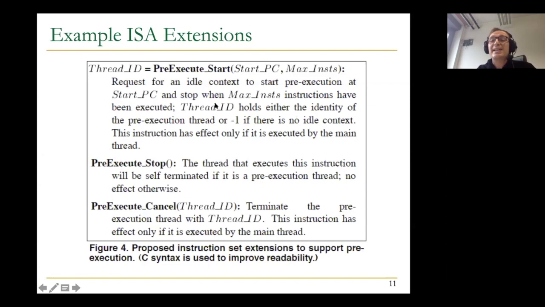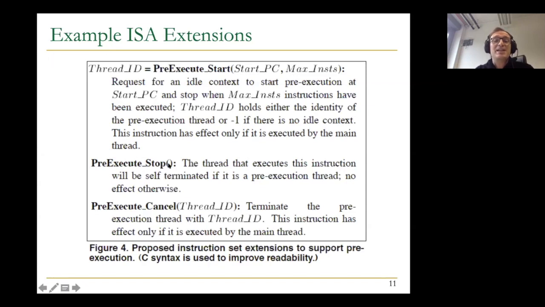Thread ID holds either the identity of the pre-execution thread or -1 if there's no idle context, so you need to account for that clearly. This instruction has effect only if it's executed by the main thread. So basically, the design in this paper disallows pre-execution threads to start pre-execution threads. As I said, that's a design choice. You may not want to do that sometimes. You may want to go deeper in the pre-execution chain so that you can prefetch ahead. That way you can increase coverage, increase timeliness, potentially degrade your accuracy, and potentially cause more contention, clearly, right?